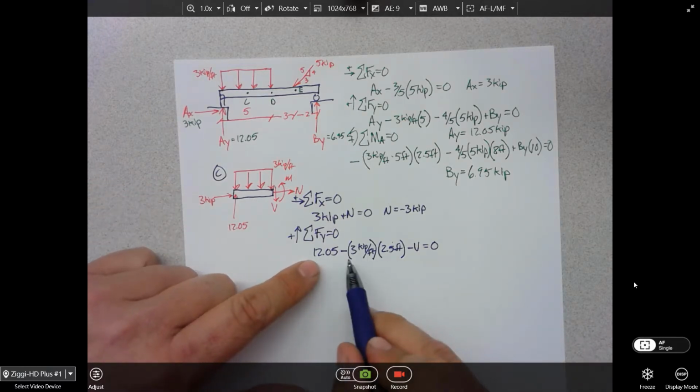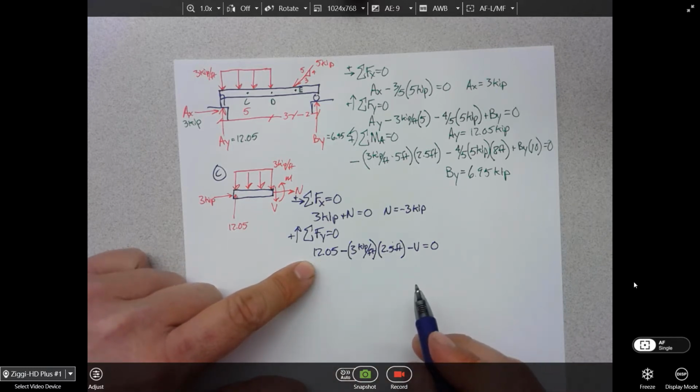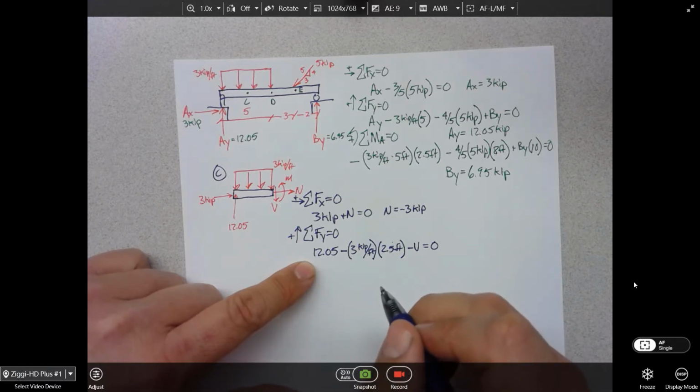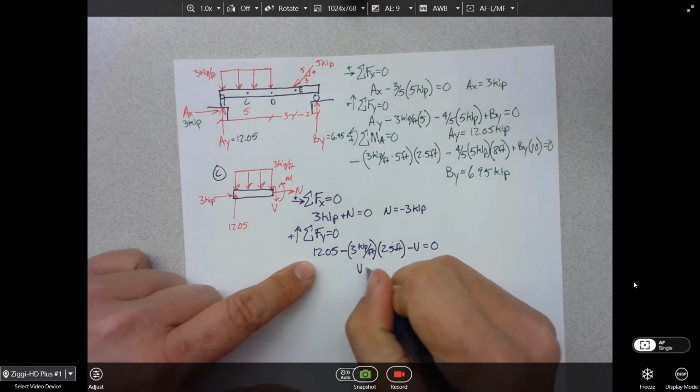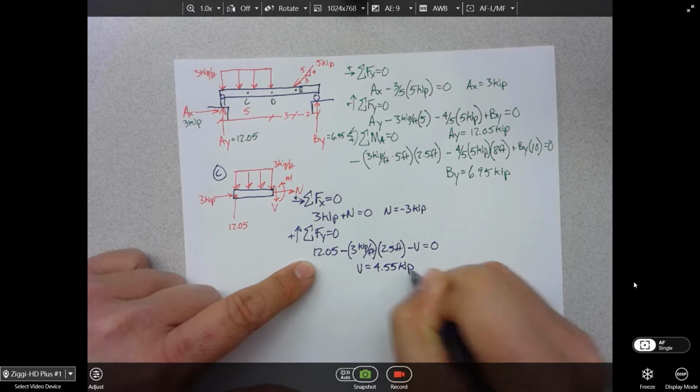So 3 times 2.5 is 7.5. So 12.05 minus 7.5, 4.55. V is equal to 4.55 kip.